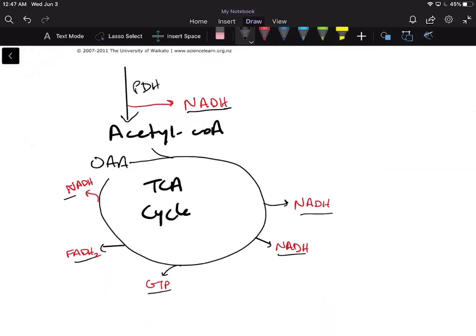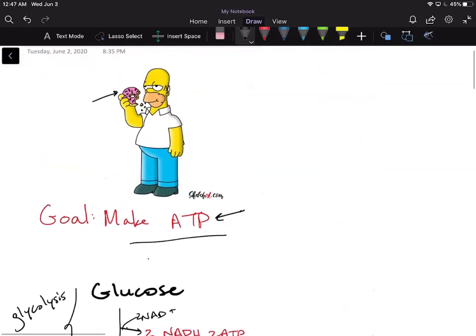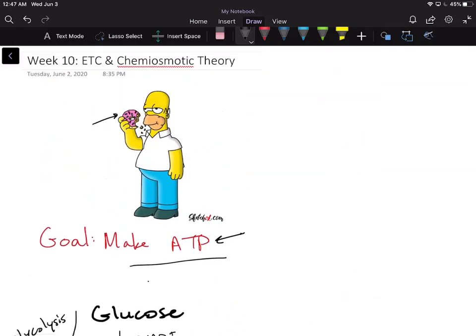Now, you're going to say, well, okay, remember, our big picture goal when this cartoon character was having his donut was to make ATP, but up to now, we didn't really make ATP. We kind of just made more NADH and very few ATP.